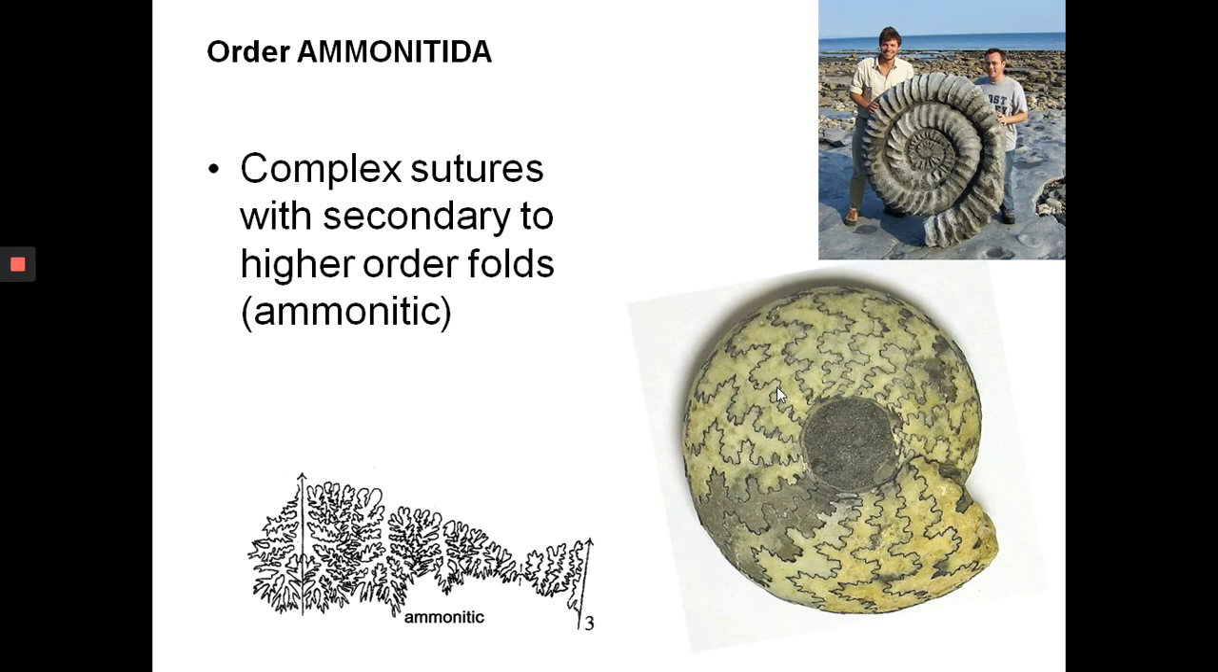Then you have the ammonites, which are the youngest lineage. They went extinct with the dinosaurs during the Cretaceous, and they have complex sutures with secondary to higher order folds. So very complex geometric patterns. This kind of pattern is called ammonitic. And these can be gigantic, up to 2 meters in diameter. They were swimming with the dinosaurs. This one is from the UK. So those are the ammonites.